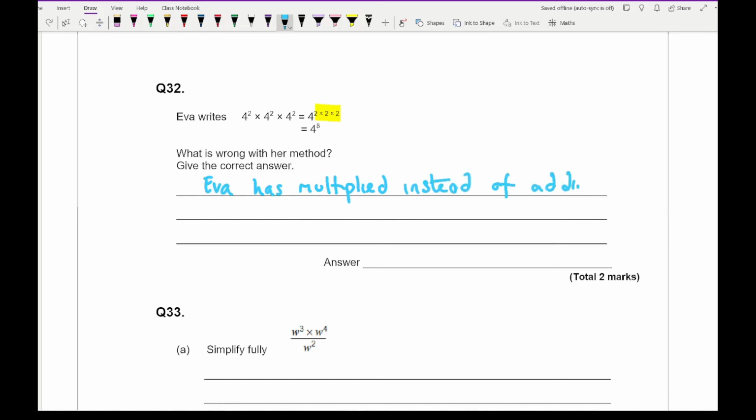Now sometimes when you are correcting someone's mistake, you can answer the question by writing down the correct method or the correct answer they should have. So here it should be 4 to the power of 2 plus 2 plus 2, which is 4 to the power of 6. Or you could just use it to emphasize what you have stated. Not sure why they've written an answer box here, but there we are.